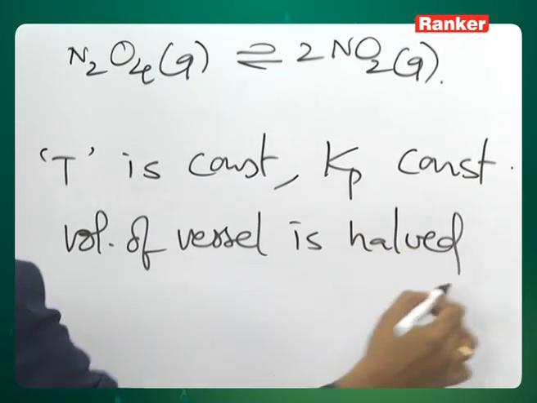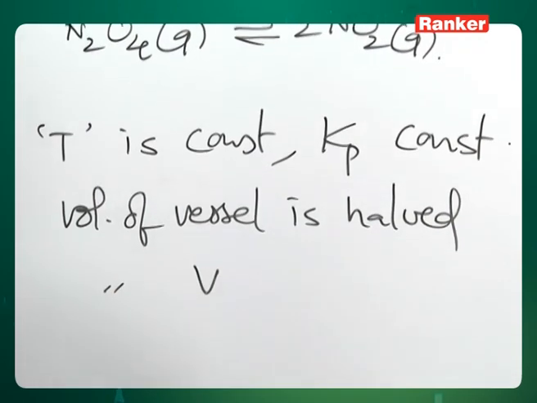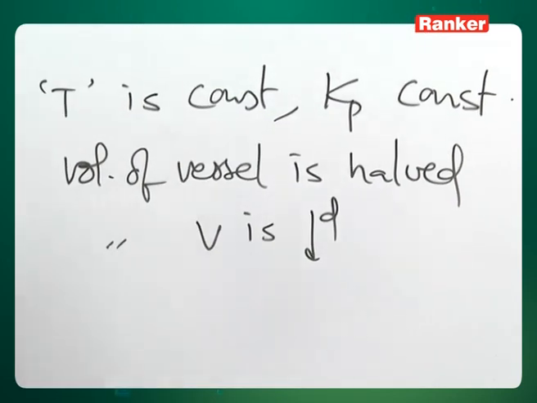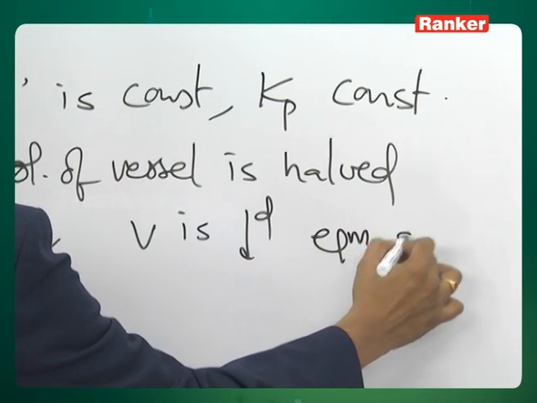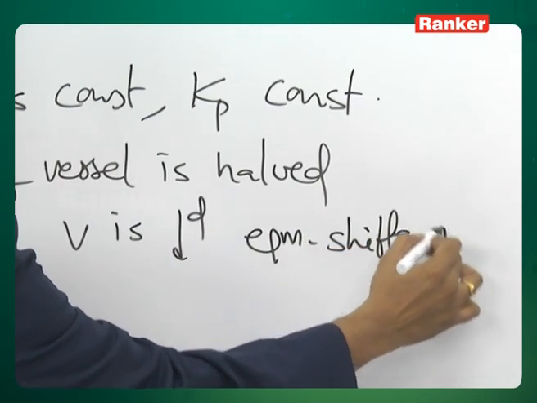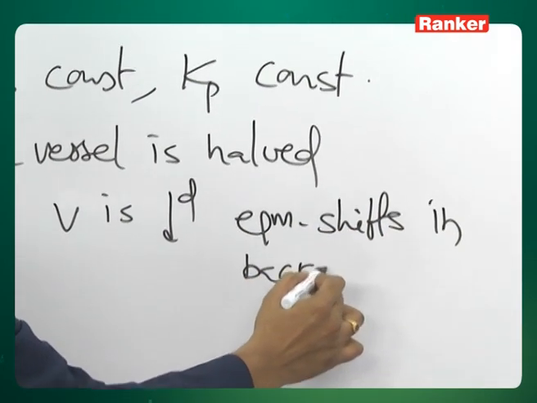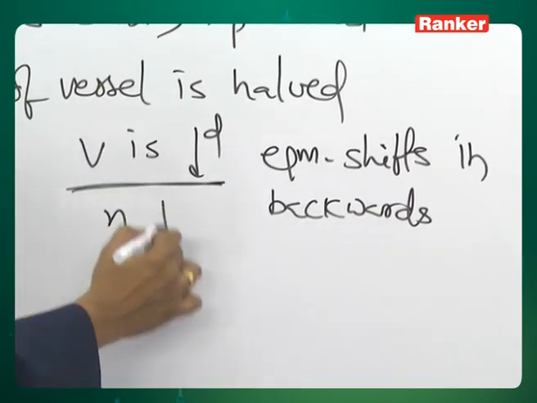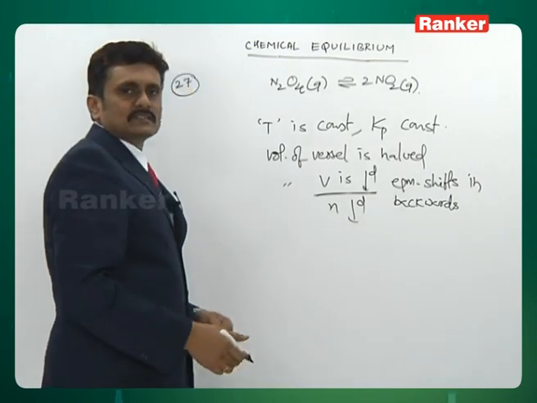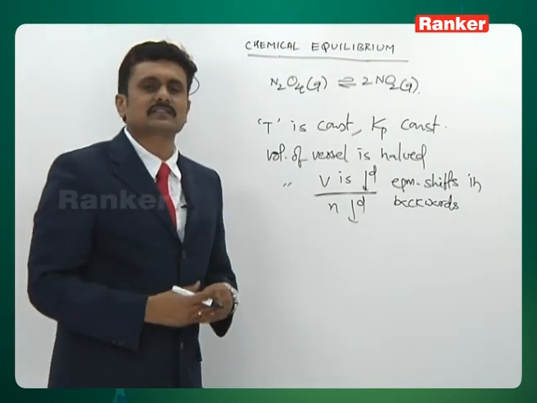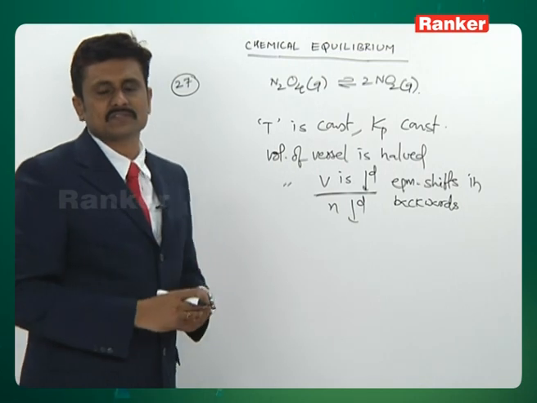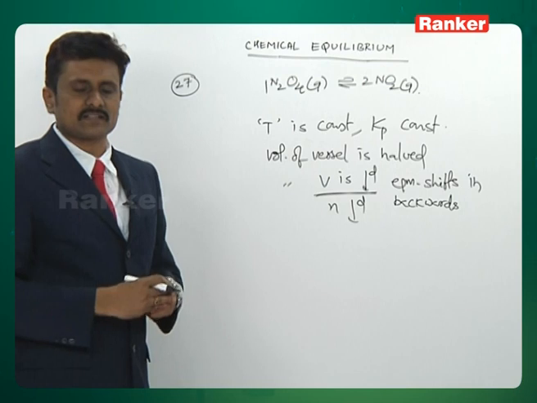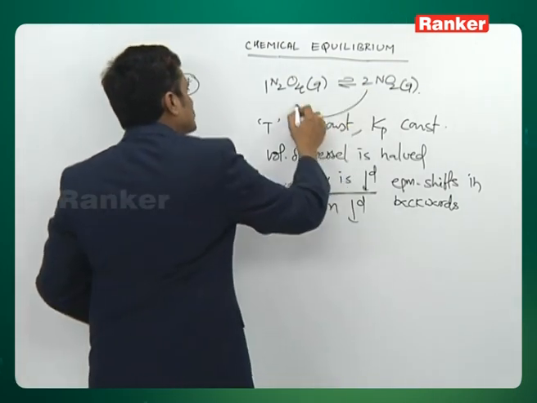When the volume of the vessel is decreased, halved or whatever, the equilibrium shifts in the backward direction in this case, because when volume is decreased, the corresponding number of moles also will decrease. The equilibrium will shift to that direction where the gaseous moles of the substances are less. Here the moles of the gaseous reactants are lesser, so this equilibrium will shift in the backward direction.